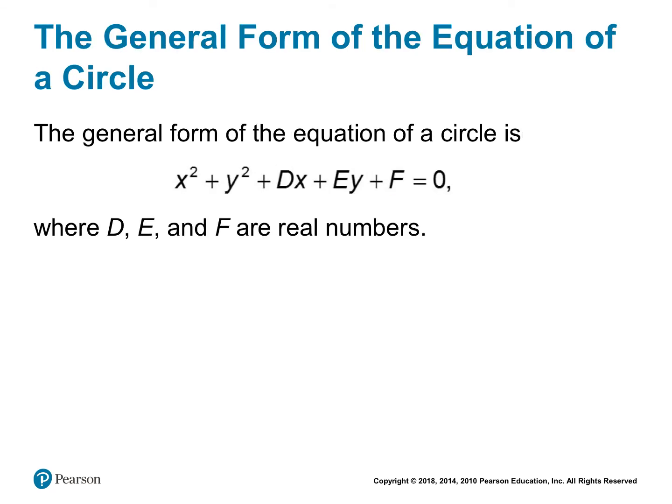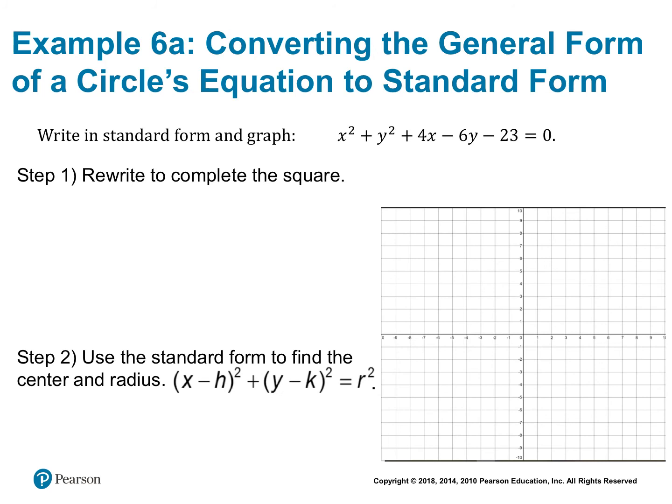Okay, now this is called the general form of the equation of a circle. So this is x squared plus y squared plus capital Dx plus capital Ey plus capital F equals 0. D, E, and F all need to be real numbers. So we're going to start by converting this form into standard form so then we can find the center and the radius. So what you're going to want to do is rewrite it so that you can complete the square. So I'm going to try to get my x's rearranged better together.